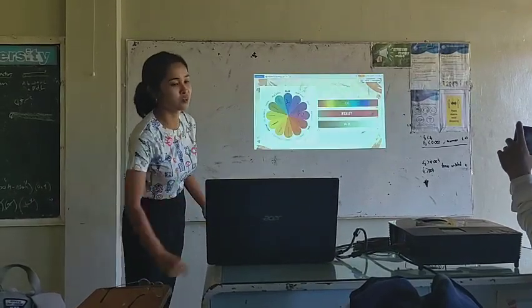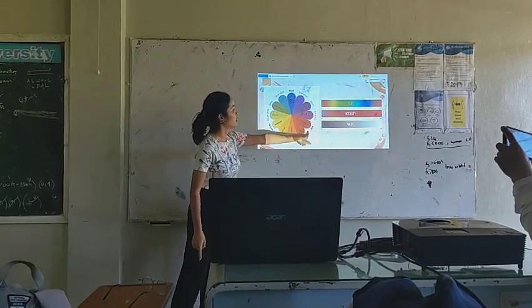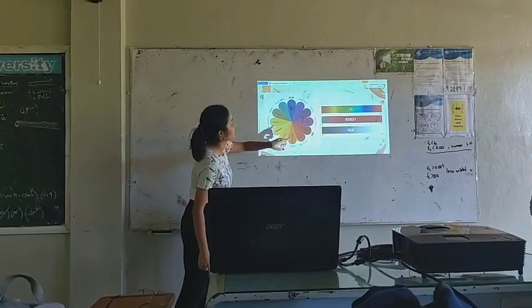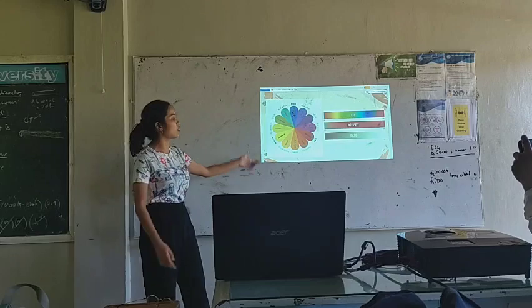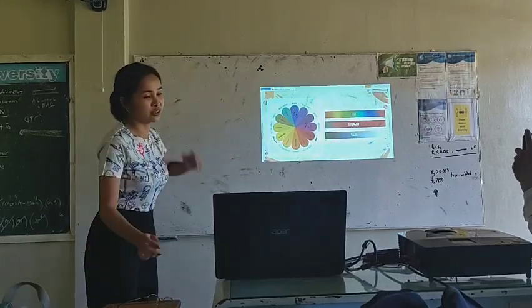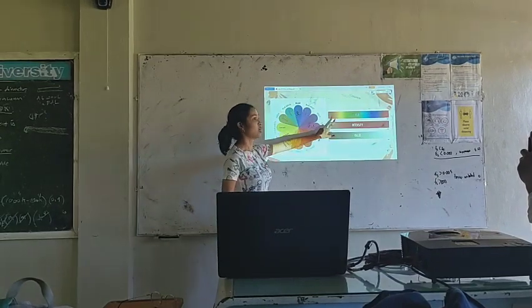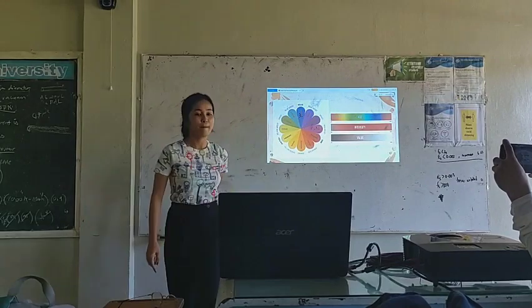So first are the primary colors. Then the secondary colors: green, orange, and violet. Then the tertiary colors: blue-green, yellow-orange, red-orange, and so on. Then intensity is the brightness and also the dullness of the color. Then value is darkness and lightness.